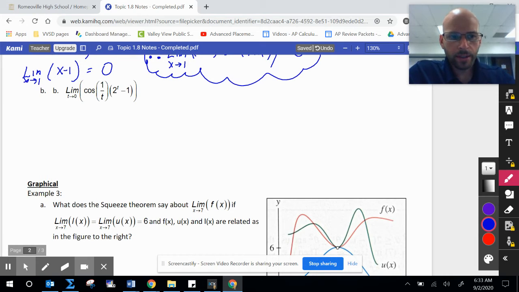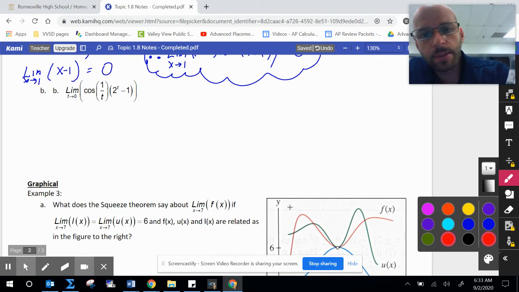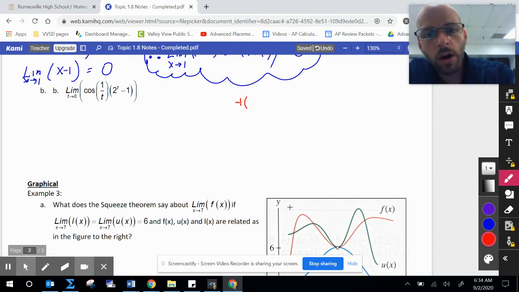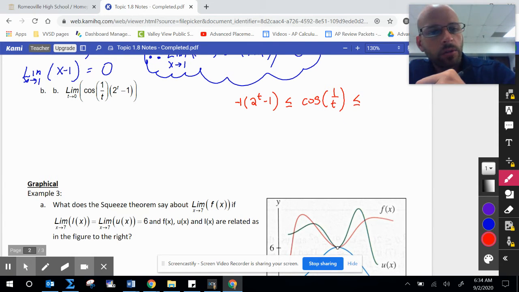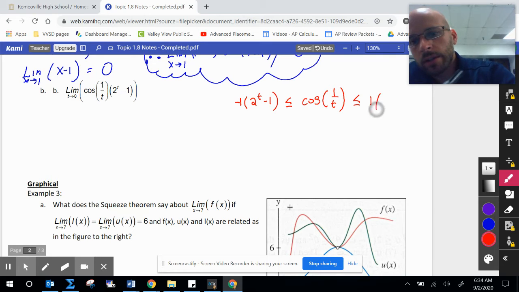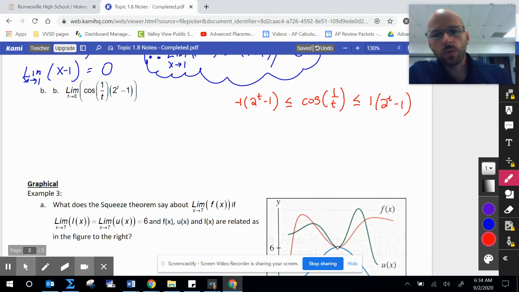One more, same idea. Okay? So if I do this, again, cosine works very similar to sine. Cosine, again, is going to oscillate between 1 and negative 1. So if I do this, I can start with a statement simply saying that negative 1 times 2 to the t minus 1 has to be less than or equal to the cosine of 1 over t, which is less than or equal to a positive 1 times 2 to the t minus 1. And you have to show that inequality in order to use squeeze theorem, or if you call it sandwich theorem, that's fine. And if you're going to use squeeze theorem, you have to show that inequality.